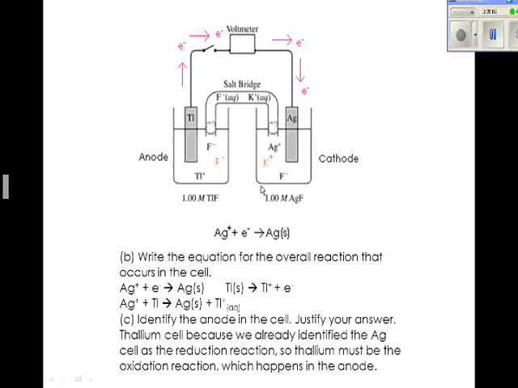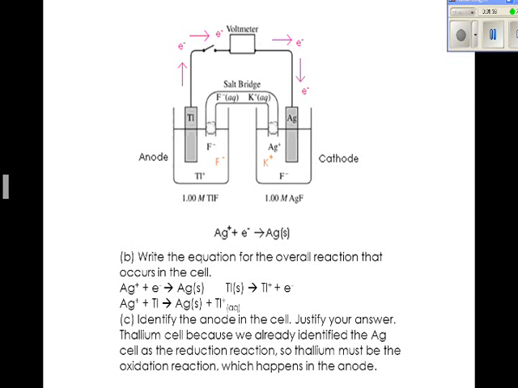When we refer to the standard reduction potentials table we see that the half reaction for silver is this half reaction right here. Since this is the reduction, it must occur in the cathode because AN OX, RED CAT: reduction cathode, oxidation anode. So since this is the cathode, the thallium cell must be the oxidation reaction which occurs in the anode. This is the answer to part C.